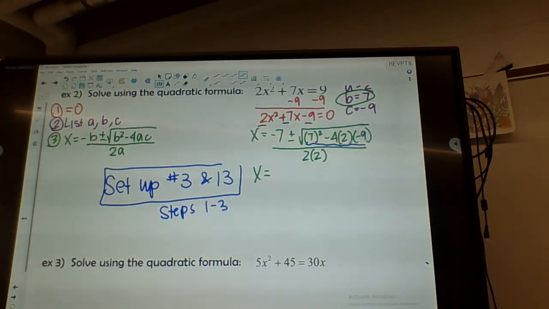So 7 squared, you're not using the squared button. So squared is that little button. Well, maybe that was it. Minus 4 times 2 times negative 9. Yep, there you go. You getting it, you guys? Yep, good work. Don't want to do the square root. So we're just doing the part without the square root.